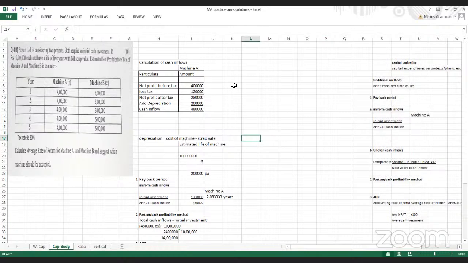Now, as I told you, for machine B, we have to first calculate cash inflows, but therein every other profit figure is different. So we have to make 5 columns for calculating 5 different cash flow figures for 5 years. Okay, so I'll just change the format a little bit. I'll draw the format now.